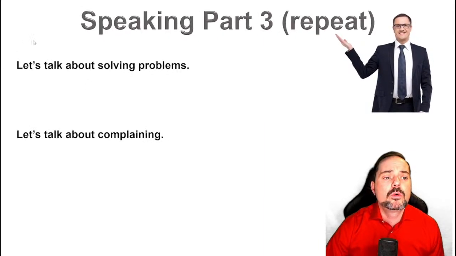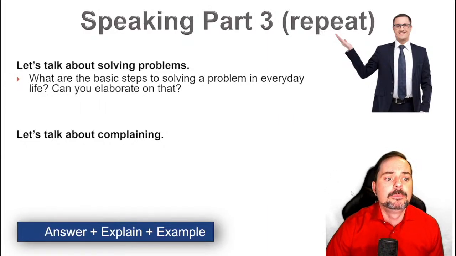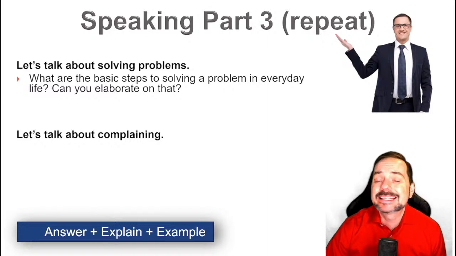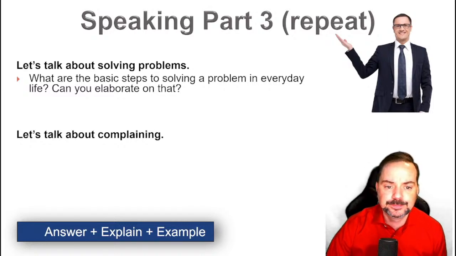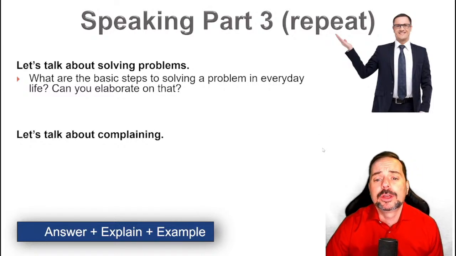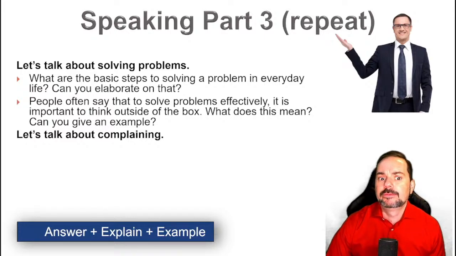All right, everyone. So speaking part 3 questions, talking about solving problems. You want to answer, explain, give examples, and make sure to repeat. So here we go. What are the basic steps to solving a problem in everyday life? Can you elaborate on that? Repeat these questions as I'm going through these, okay? People often say that to solve problems effectively, it is important to think outside of the box. What does this mean? And can you give an example?